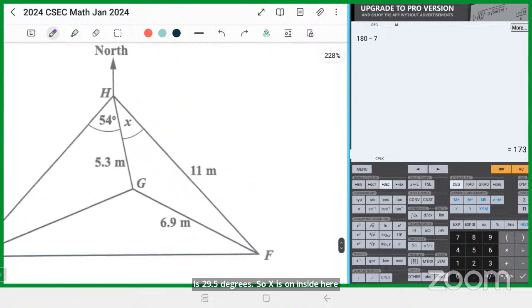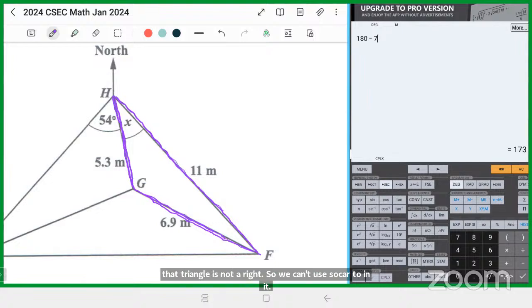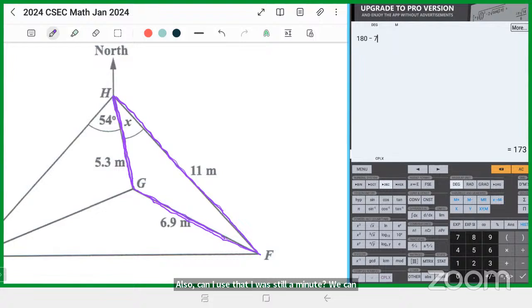So to find x, we're going to have to work in this triangle. Now, firstly, that triangle is not a right angle triangle, so we cannot use SOH CAH TOA in it. We also can't use Pythagoras' theorem in it. We can only use the sine rule or the cosine rule in that triangle. Once you have a triangle with 3 sides, and you don't know the angle, it's not a guess thing. You have to use the cosine rule.